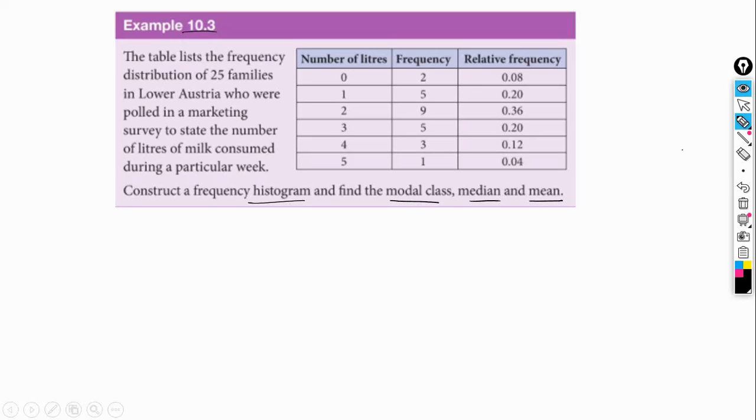So the modal class is, of course, the mode. Now the mode is easy to see because the value with the highest frequency is 2. So that means that most families consume 2 liters of milk per week. So we're going to use the GDC to construct the histogram.